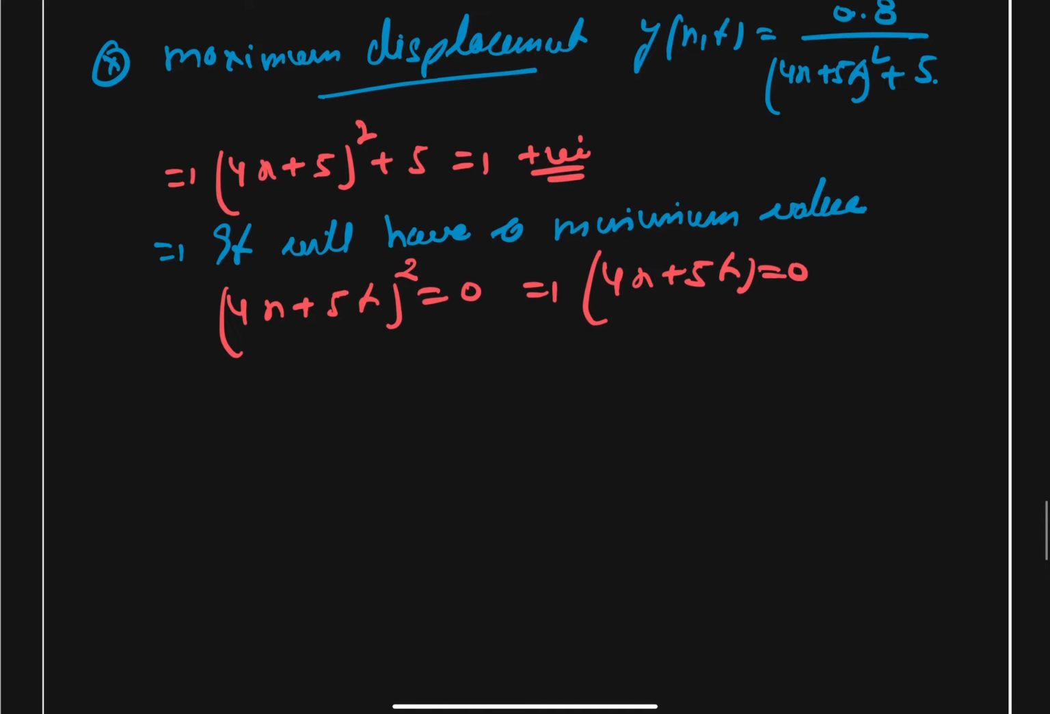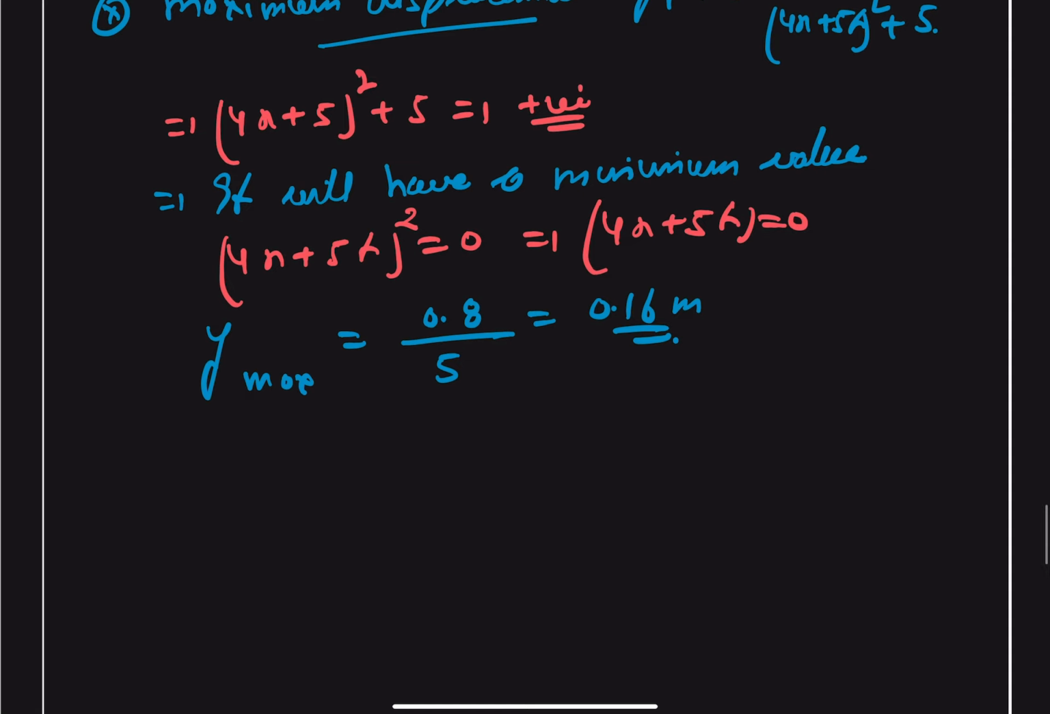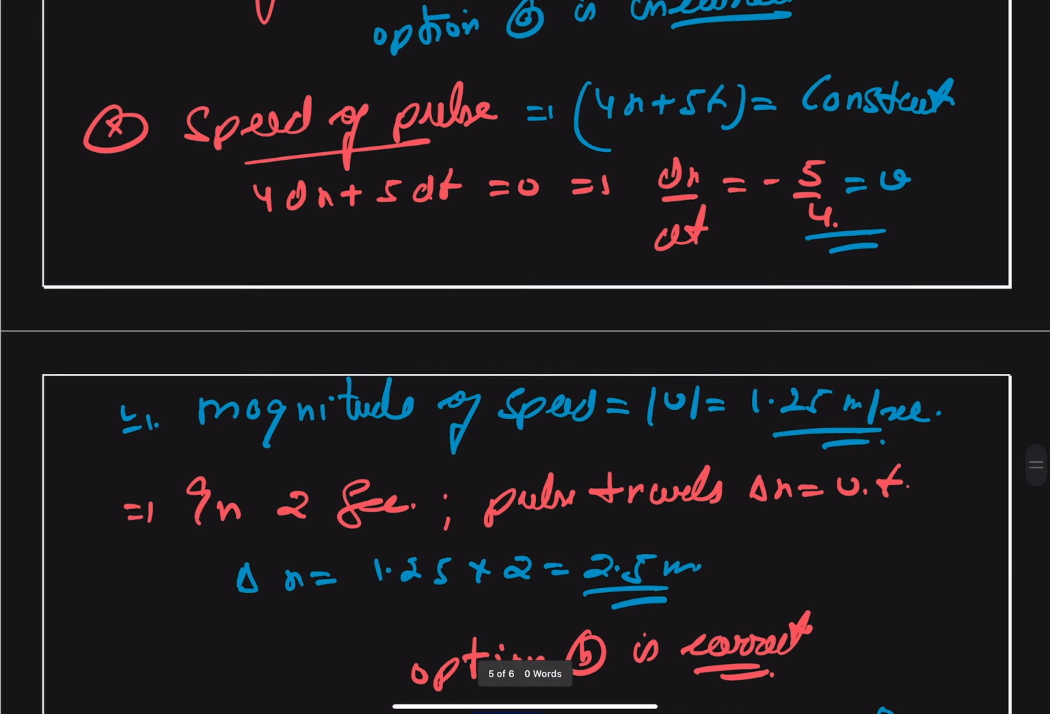Therefore, we get y maximum equal to 0.8 divided by 5, which comes as 0.16 meters. So the maximum displacement is 0.16 meters. So option C is also correct.